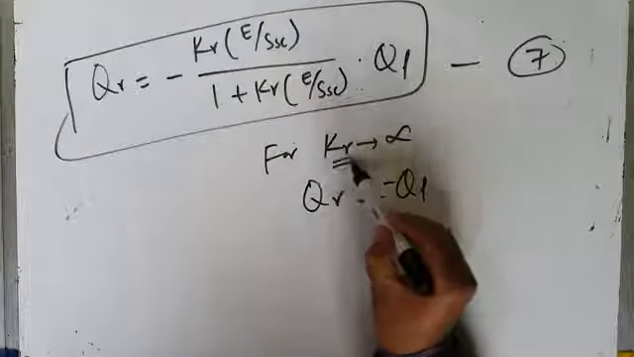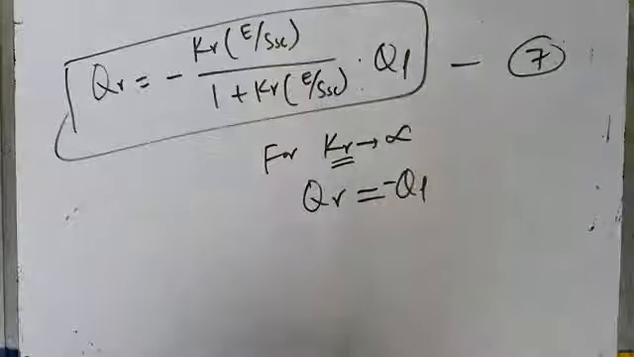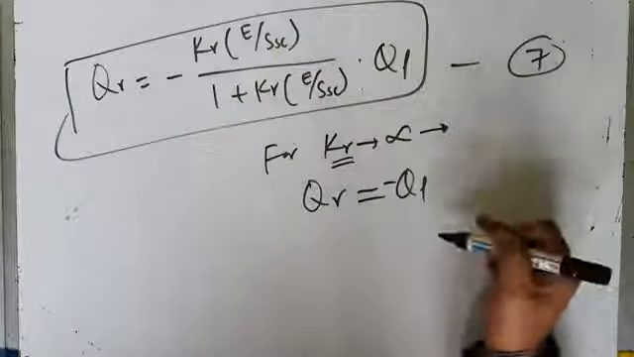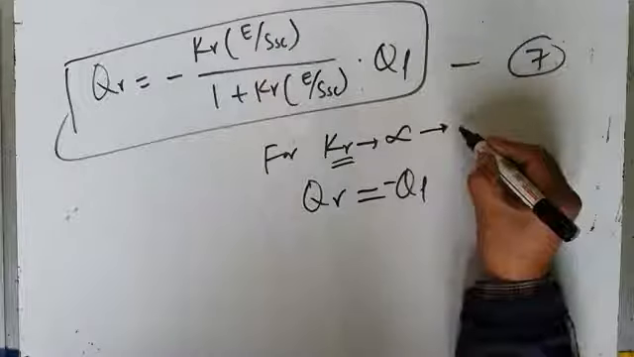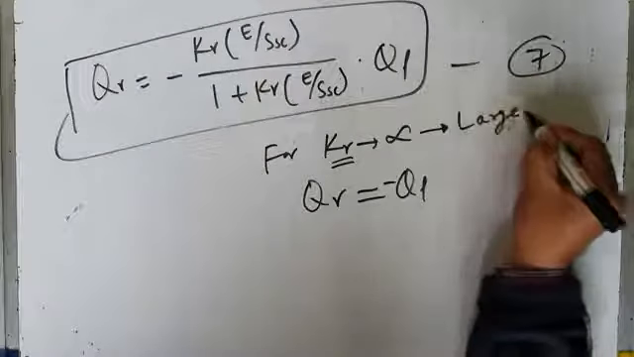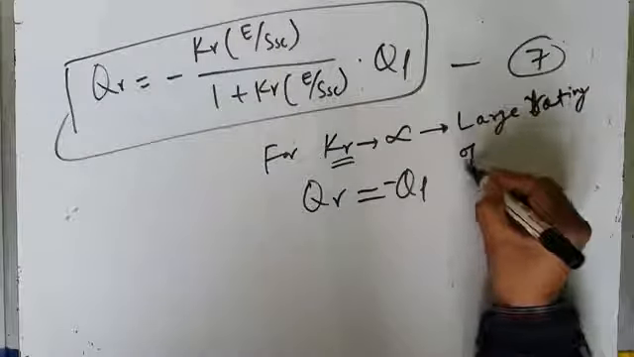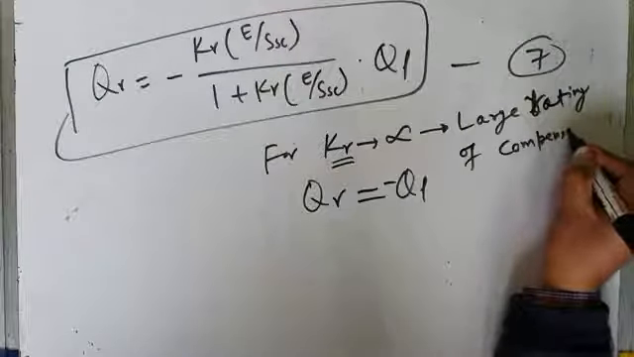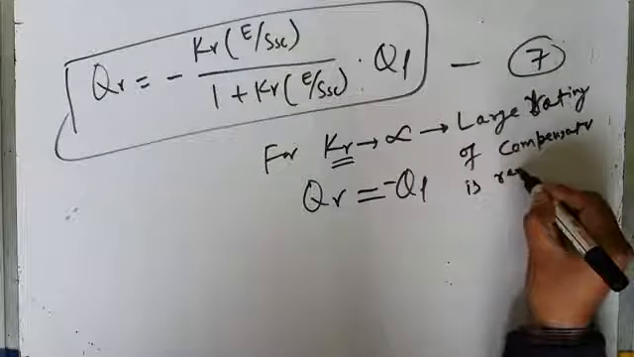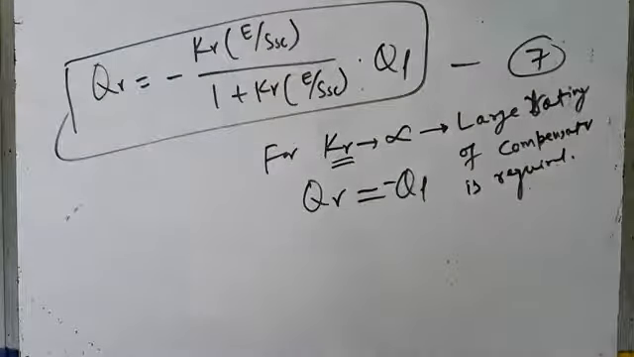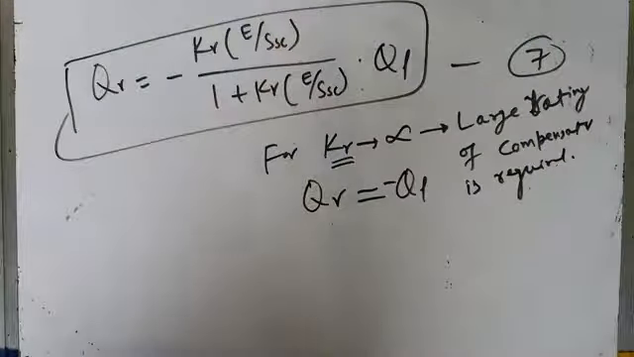But for that purpose, the gain of the compensator as per this equation has to be infinite. And what does infinite compensator gain mean? It means large rating of compensator is required. You need a compensator, but the rating of the compensator will be very, very large, and it may be extremely large, high rating compensator. It may become economically difficult to put a very large, high power rating compensator to give you zero voltage regulation.